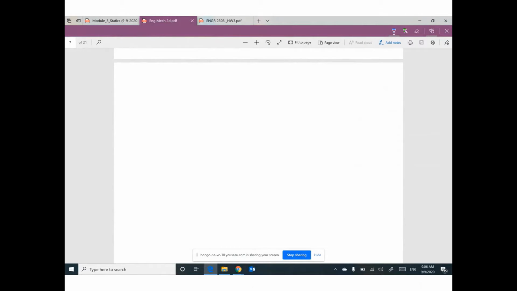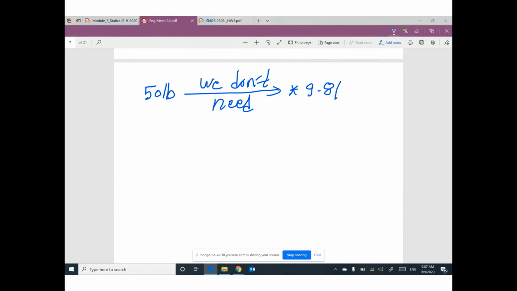Guys, if the applied force is 50 pound, we don't need to multiply it by 9.81. It doesn't make any sense because 50 pound is in US unit. And this is a unit for force or weight. That's enough. We don't need to change anything.